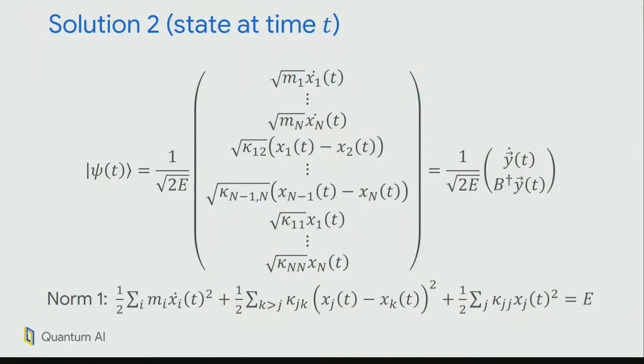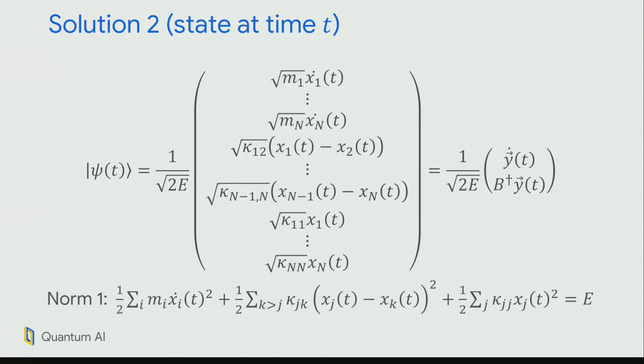The important thing about the state is its norm is 1. And the norm 1 equation is exactly the conservation of energy statement. So what I'm storing is the kinetic energy of the first ball in the first component, or a square root of the kinetic energy, the kinetic energy of the second ball in the second component, and so on. And then here I'm storing the potential energy stored in the spring that connects ball 1 to ball 2. So each component of my vector has an interpretation. It's storing some kind of energy, either kinetic or potential.